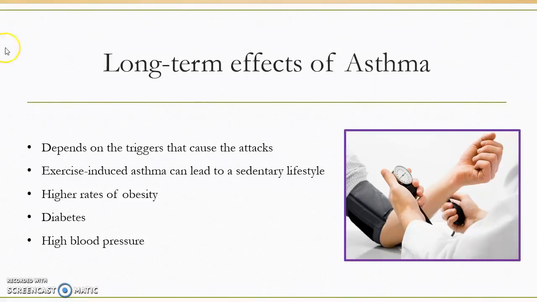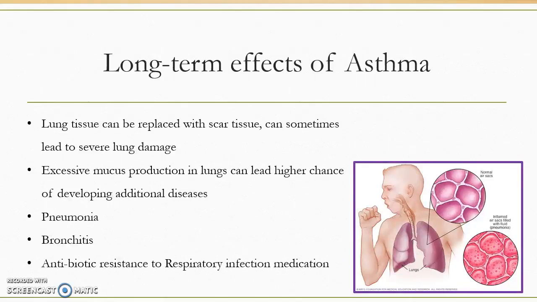The long-term effects of asthma depend on the triggers that cause the attacks. For exercise-induced asthma, it can lead to a sedentary lifestyle. Sedentary lifestyle leads to higher rates of obesity, diabetes, and high blood pressure. Other long-term effects of asthma are that lung tissue can be replaced with scar tissue, which can sometimes lead to severe lung damage. Excessive mucus production in lungs can lead to a higher chance of developing additional diseases, such as pneumonia and bronchitis. And antibiotic resistance to respiratory infection medication is also a long-term effect.